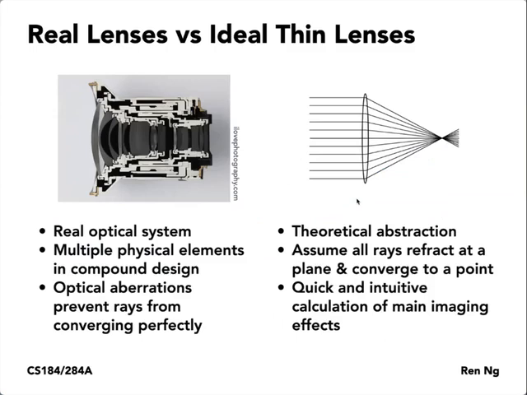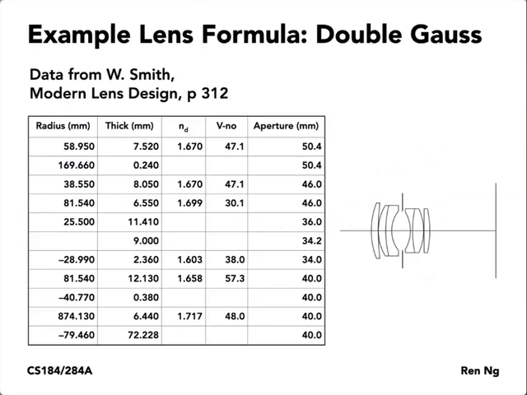So, real lenses versus ideal lenses. Real optical systems have many lens elements, and optical aberrations prevent the rays from converging perfectly. What we've looked at in this lecture is a theoretical abstraction, but a very important one that let us deduce many of the most salient and important visual characteristics of lenses, okay? So this end part of the lecture really is starting to touch on, well, how do real lenses work? And can we use them in computer graphics?